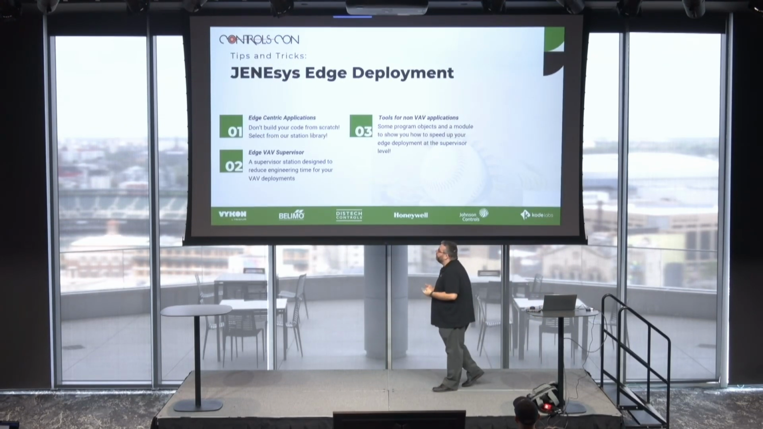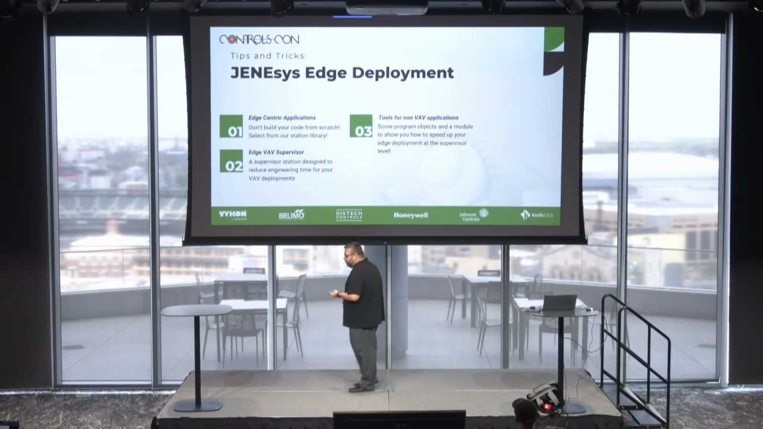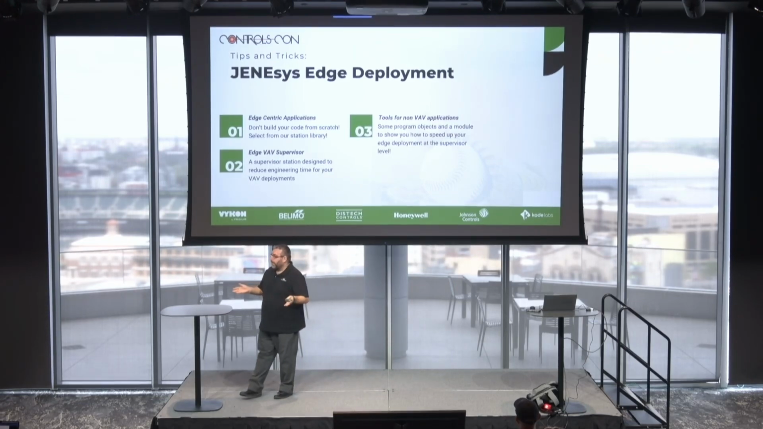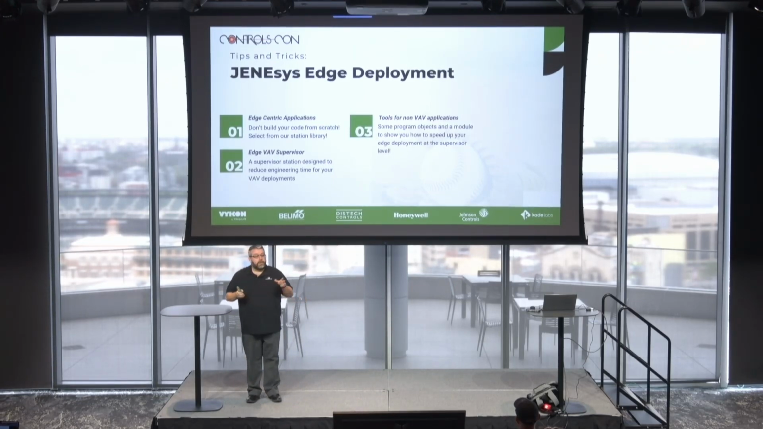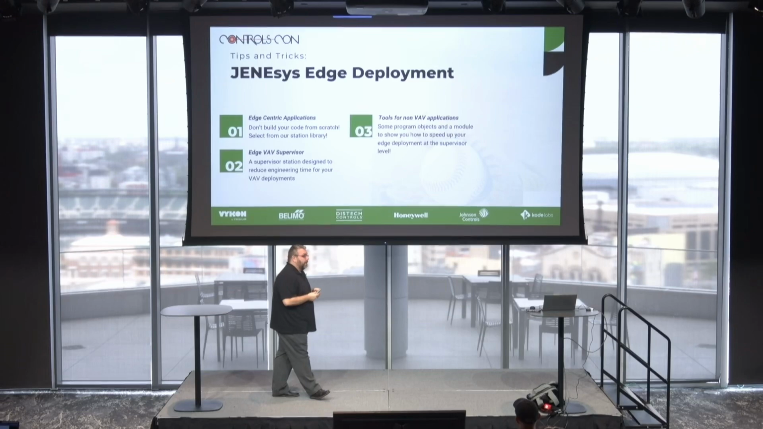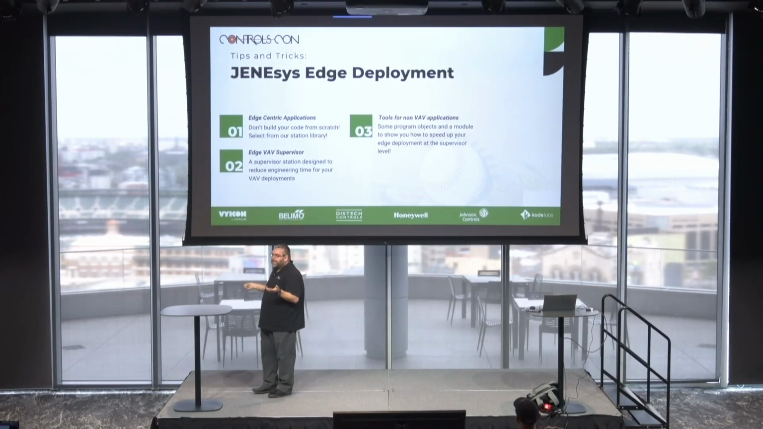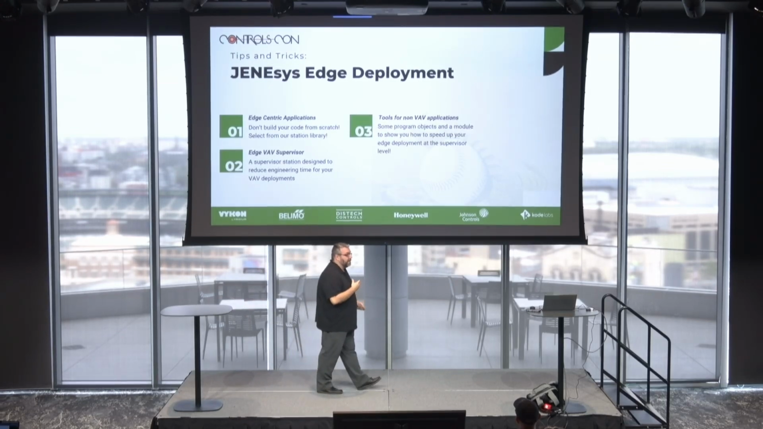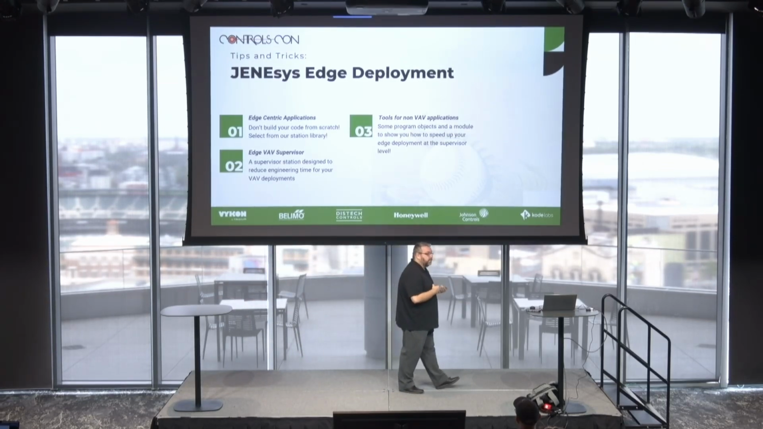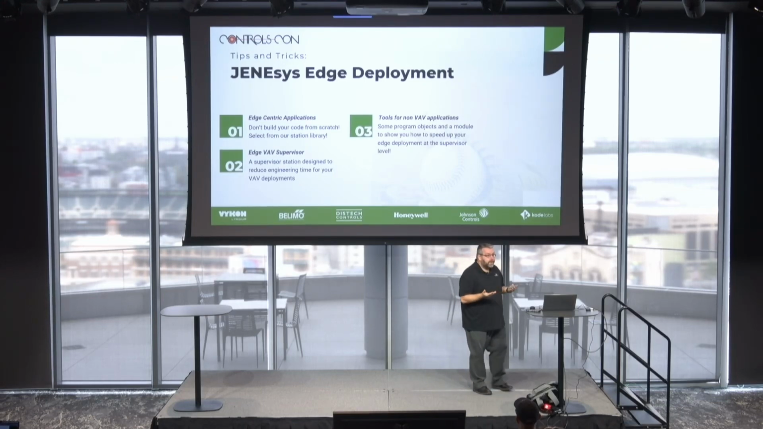So a couple things that we want to talk about: the JENEsys Edge product line is an end-to-end Niagara product. As we know, one of the benefits, or beauties, I like to say, of Niagara is that it's a blank slate. And that could also be one of the negatives, that it's a blank slate, so you have to build everything. Well, one thing that we wanted to talk about is our edge-centric applications, which are pre-built applications that you can actually download and deploy in your edge.